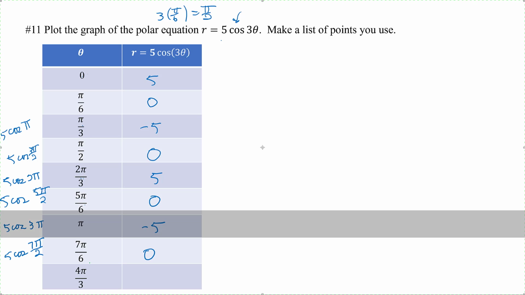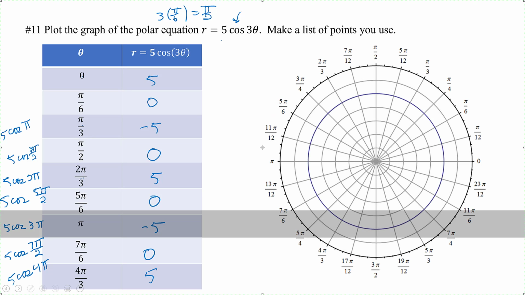And then for 4 pi thirds, 3 times 4 pi thirds would be 4 pi. So we're taking 5 times the cosine of 4 pi, which would be the same as the cosine of 2 pi, which is 1. 5 times 1 is 5. Usually I go all the way to 2 pi, but when I started graphing this, I found that it started repeating itself. So we're going to go ahead and graph here, but you'll see that after a bit, this does start repeating itself.